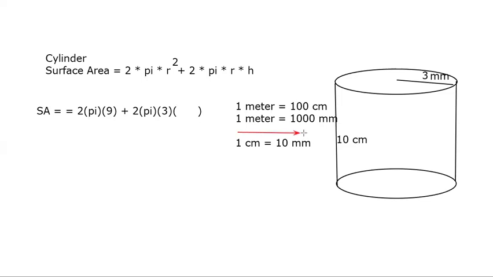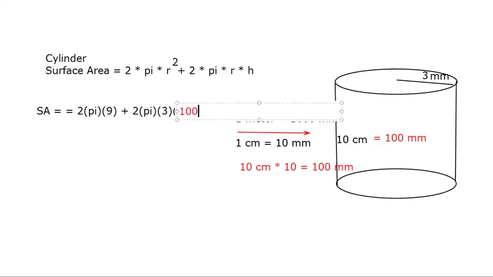We have to change our height to millimeters. So the number's going from a 1 to a 10, getting bigger. So we have to multiply our 10 centimeters times 10. So that's 100. So 10 centimeters times 10, well, my goodness, equals 100 millimeters. So the height of this is 100 millimeters. Okay, so in our box, we will have 100.